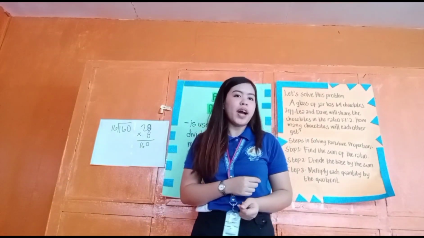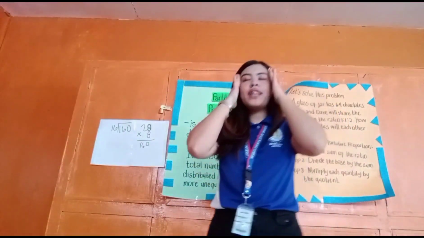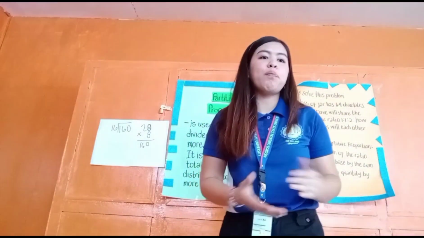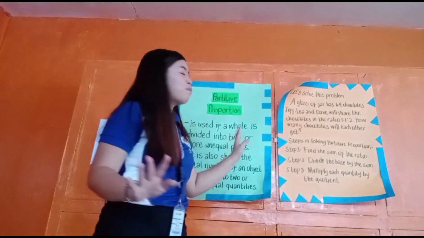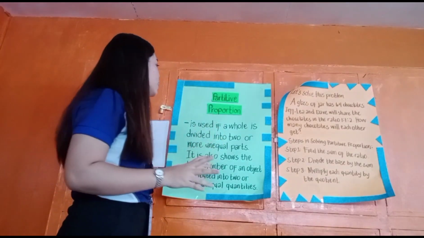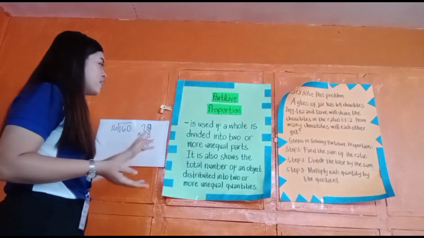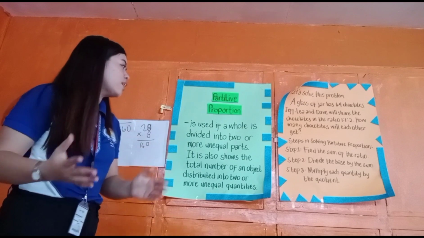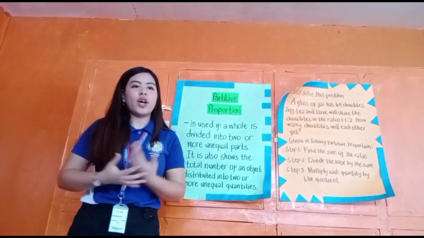Now when you hear the term partitive, what comes to your mind? Yes, Jezreel? Very good. So when we hear the word partitive, we tend to think of dividing into parts. So what is partitive proportion? Partitive proportion is used if a whole is divided into two or more unequal parts. This also shows the total number of an object distributed into two or more unequal quantities.